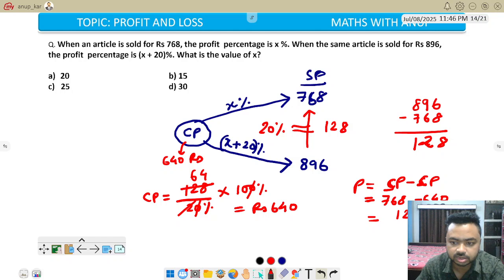128 rupees. We can see that 128 rupees is equivalent to 20% profit. So this is going to be my final answer. As we have already calculated, the 128 difference, that is the profit, is equivalent to the profit percentage of 20%. So my answer will be 20%. I hope it is clear.